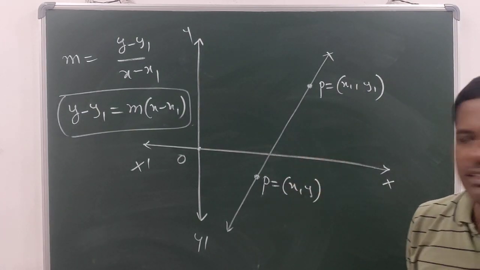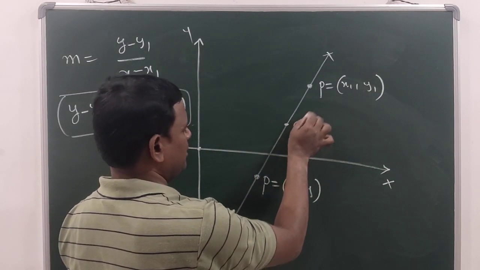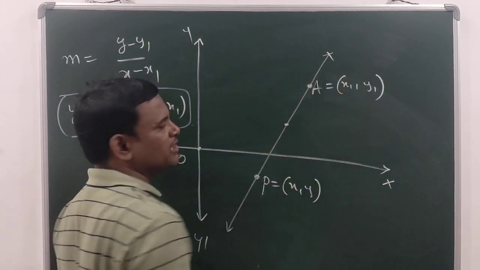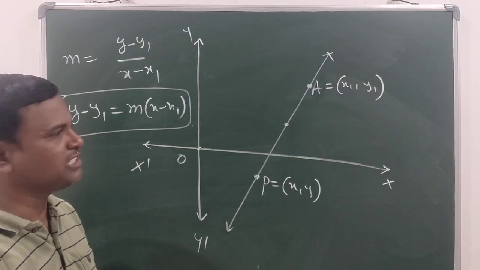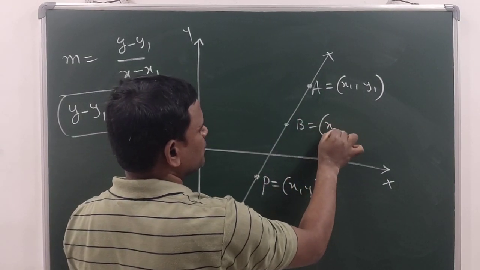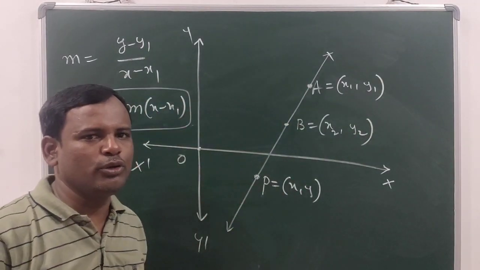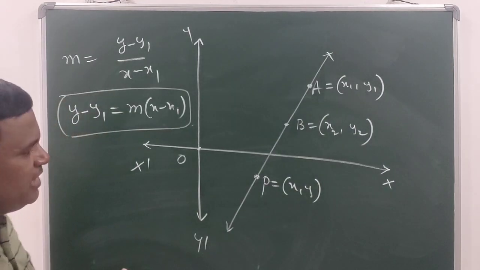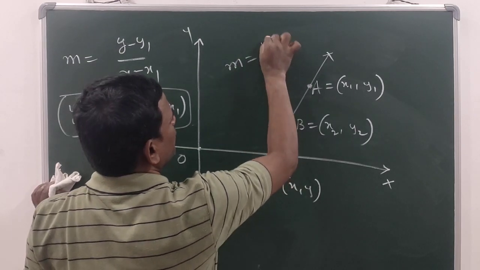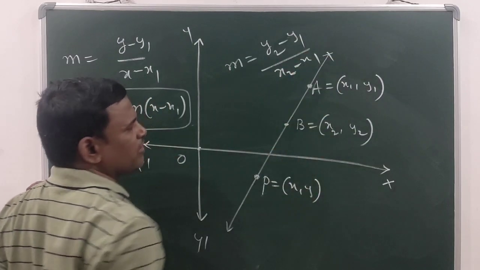Remember this. Suppose instead of one point, two points are given. Here we have taken this as P, but take it as A instead of P, because the locus point we have taken as x, y. Take it as A, and one more fixed point is given, suppose x2, y2. Two fixed points are given. In this case, how do you find the equation of this line? See, students, first find the slope between A and B: m is equal to y2 minus y1 by x2 minus x1.